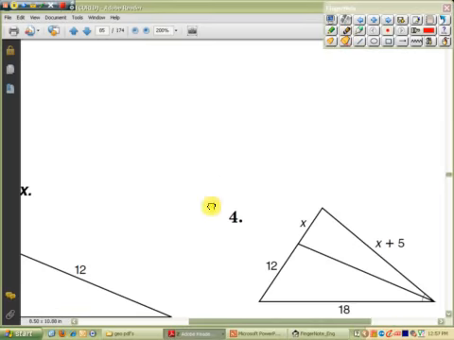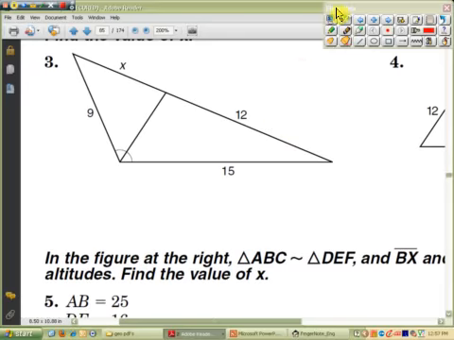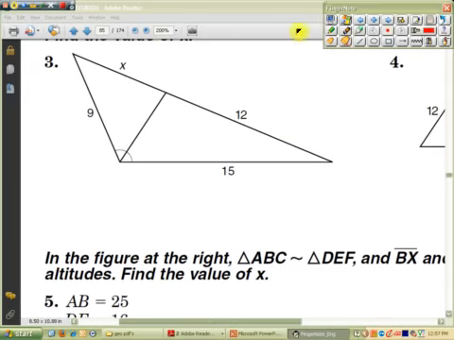Number 3. Now we have a picture that looks like one triangle, but it's actually cut in two. Here's the second triangle. Here's the first triangle, and then the second triangle obviously is on the right-hand side. So we have two triangles.